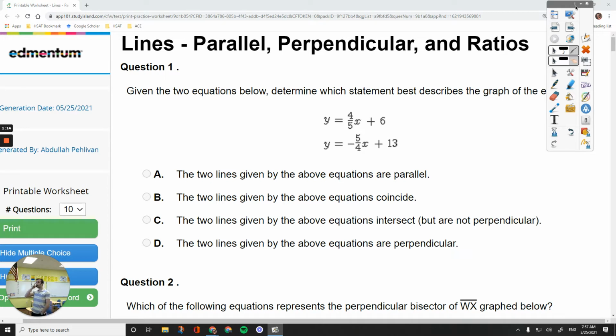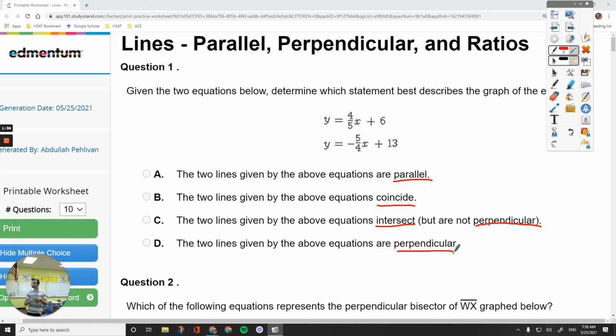Okay, so here, which statement describes the two graphs? Let's see the options we have. They are parallel, they coincide, they intersect but not perpendicular, meaning they meet at a point but not at a 90 degree angle, or they are perpendicular.